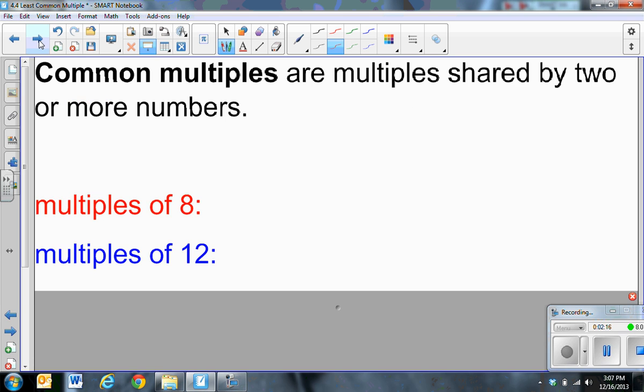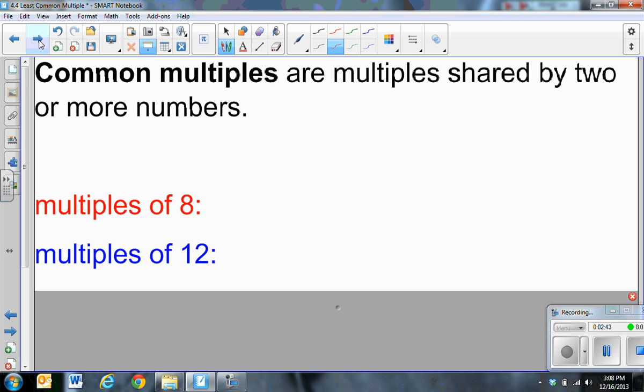All right, so common multiples. We're going to be talking about comparing two numbers and looking for common multiples. And those would be multiples that are shared by the two numbers. It could be more than two numbers. But if we look at the pair 8 and 12, okay? Let's identify some multiples of 8 and some multiples of 12, and then let's see what they have in common, what the common multiples are.